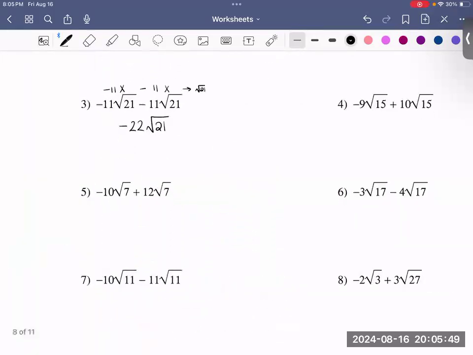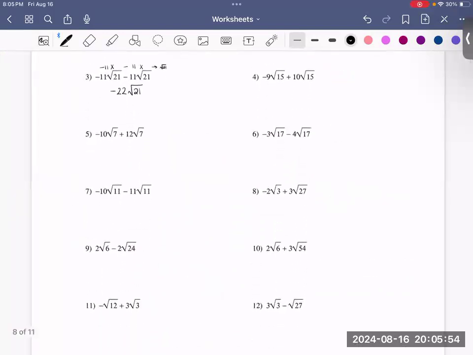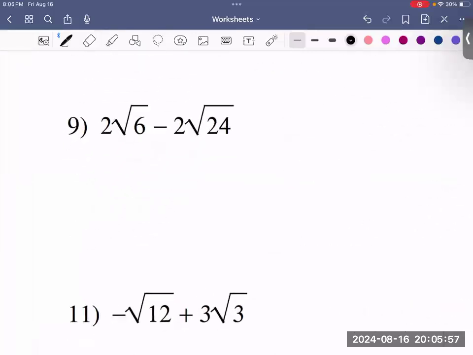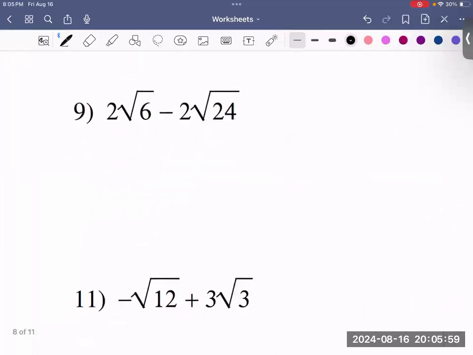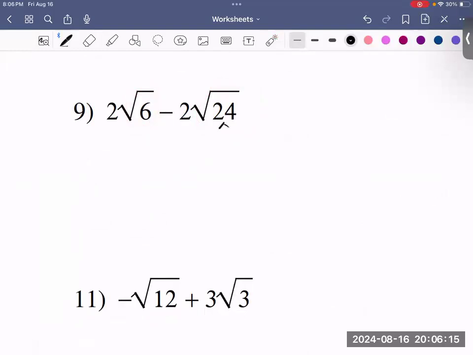All right, let's see if we can get a little harder, like number 9. Notice that we have two items under a square root, but they are not the exact same. We have 6, we have 24. So right now they don't match, but perhaps they could. What do we know about 24? Well, 24 is made up of 4 times 6. And notice that this 6 right here looks the same as that 6 over there.